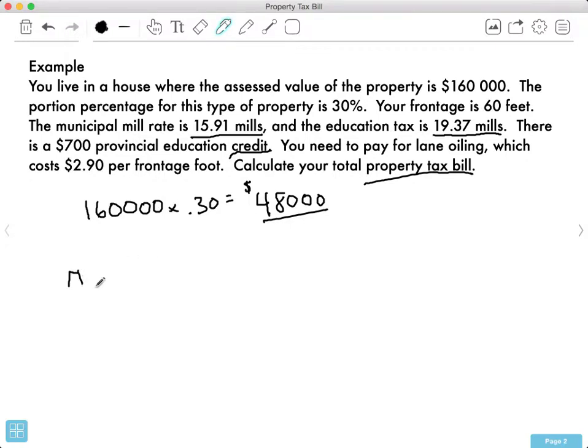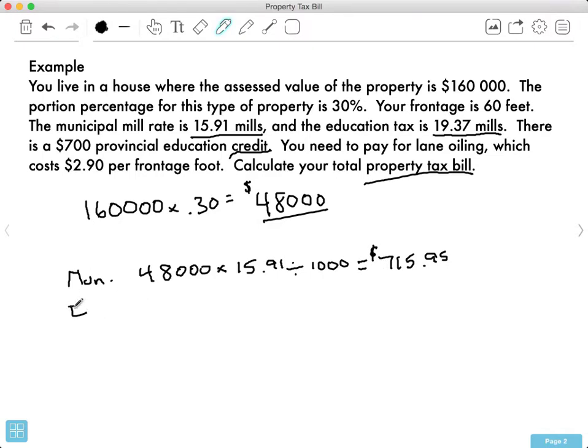So for the municipal mill rate, we take $48,000, multiply that by 15.91 mils, and since it's a mill rate, which means out of 1,000, we need to divide that by 1,000. Just like with a percent, you've got to move the decimal over. With a mill rate, you have to move the decimal over 3 places. That's what this dividing by 1,000 does. When we do that, we get $763.68. That's the tax that will be paid to the municipality.